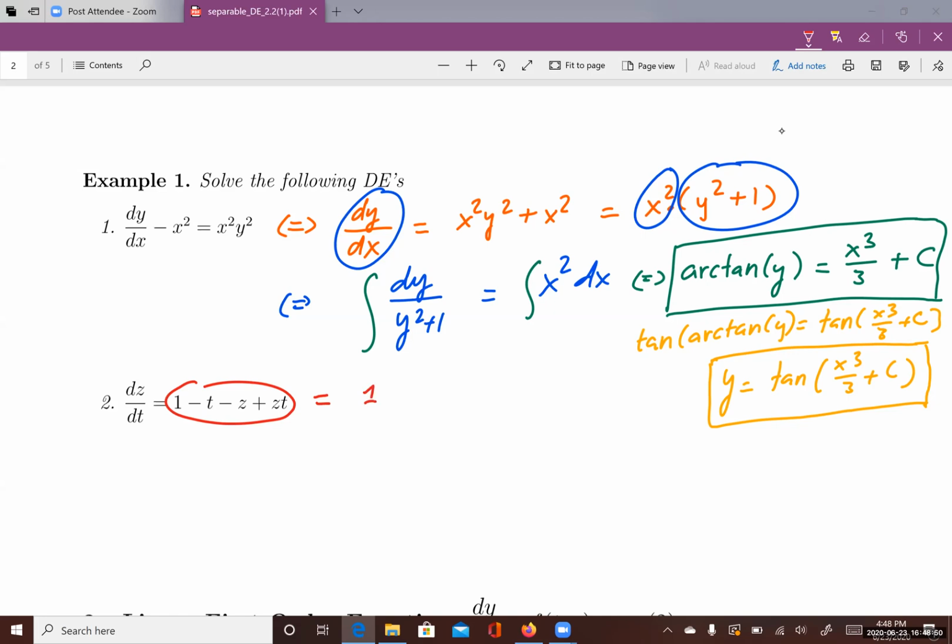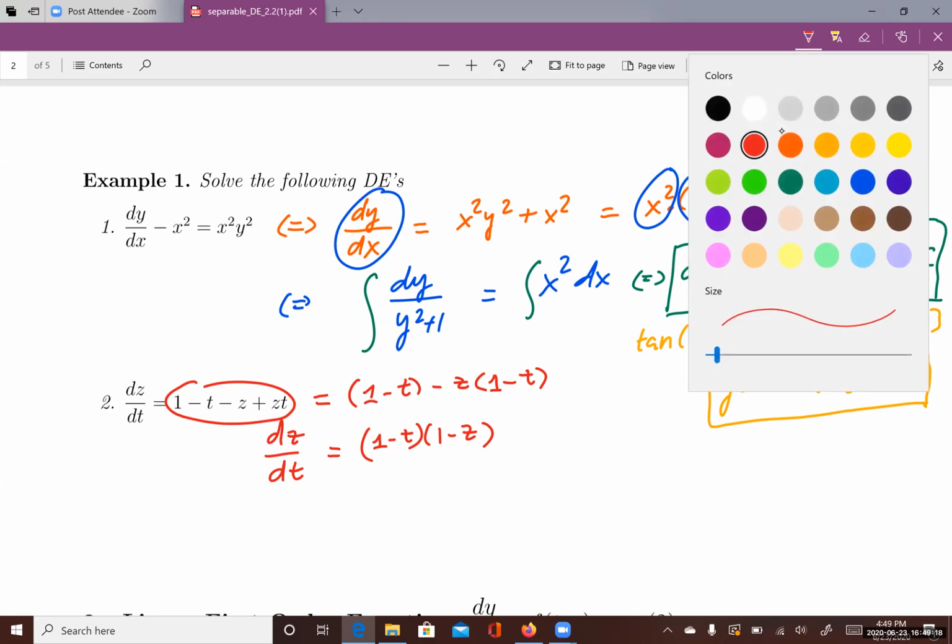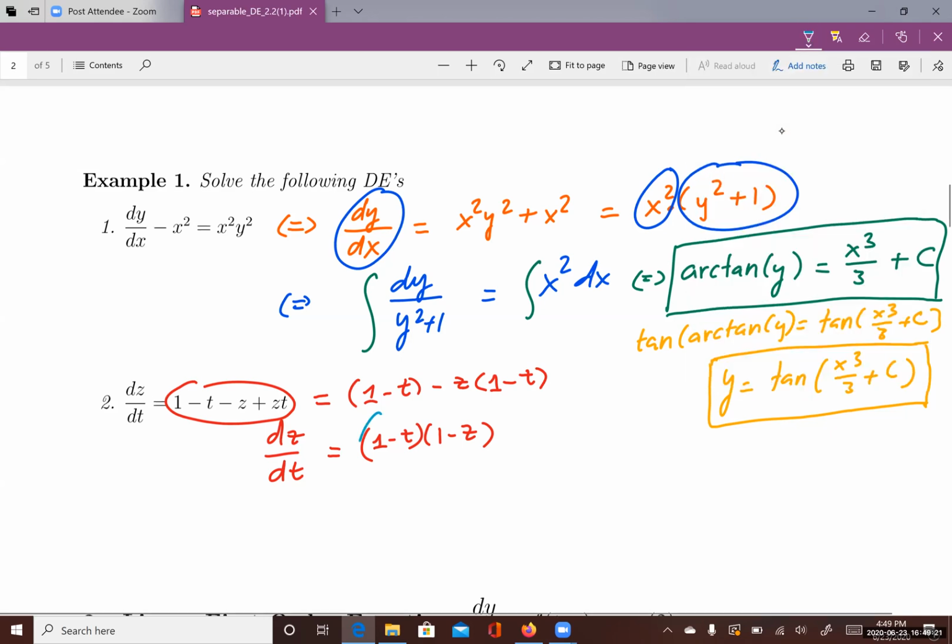So it's going to be 1 minus t, and z is a common factor, minus z, right? And then take 1, and then minus t. And then 1 minus t is the common factor, then 1 minus z. Okay, so now we have dz over dt equals 1 minus t times 1 minus z. Now the right side is a product of two functions, one in terms of t and one in terms of z, and now we can separate them.